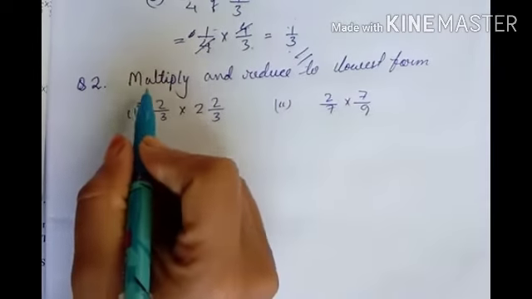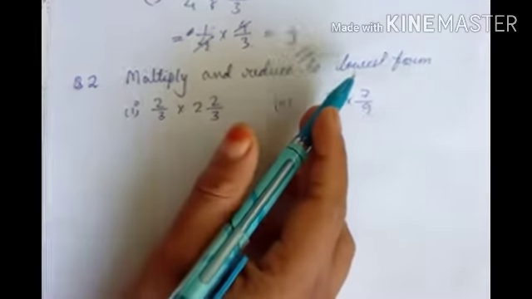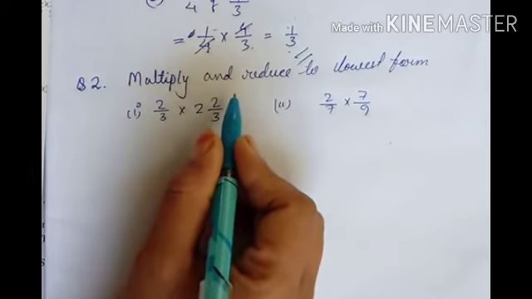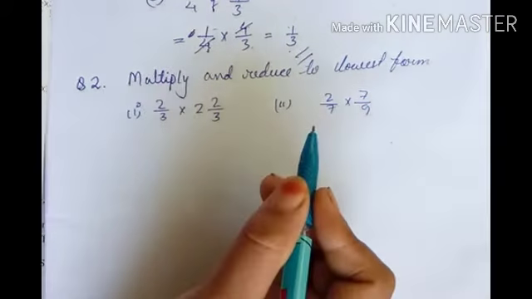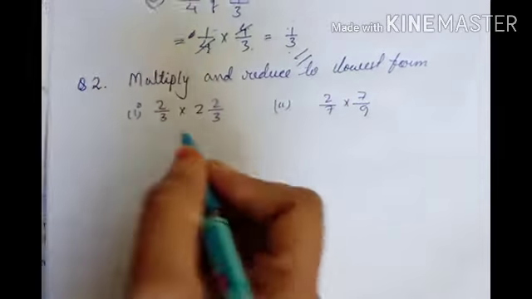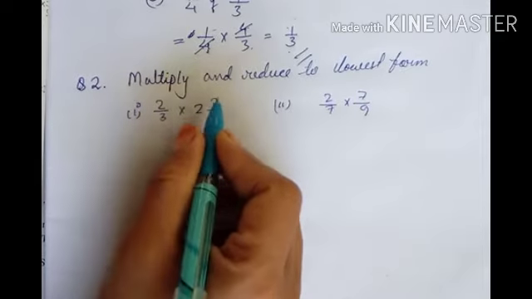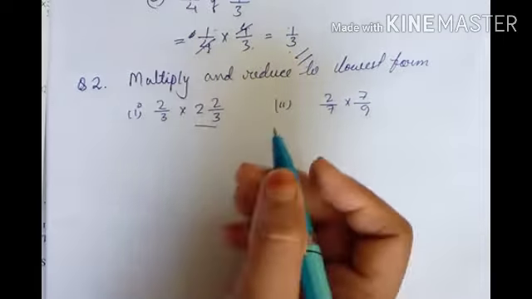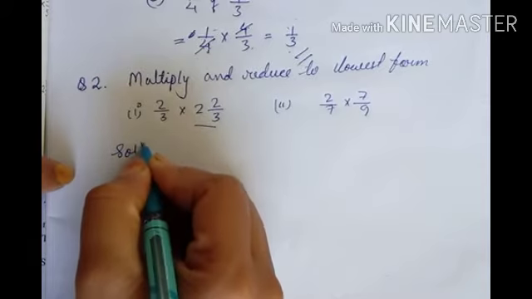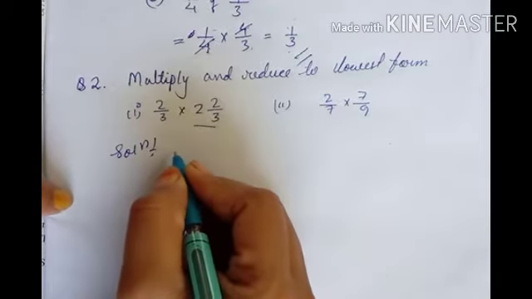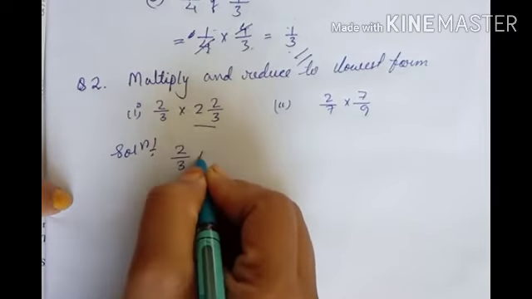Question number 2 is multiply and reduce to lowest form. After multiplying we have to reduce it to the lowest form. Question number 1, 2 and 2 upon 3 multiply 2 upon 3. This is called a mixed fraction. Wherever we get a mixed fraction, first we convert it into an improper fraction. How will you convert?